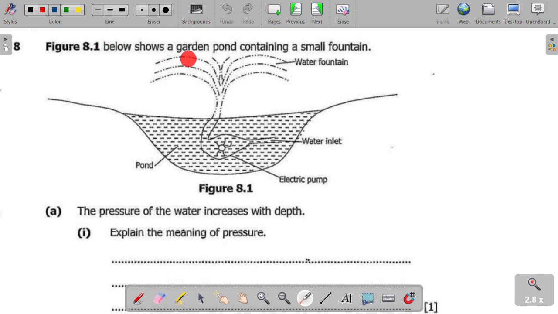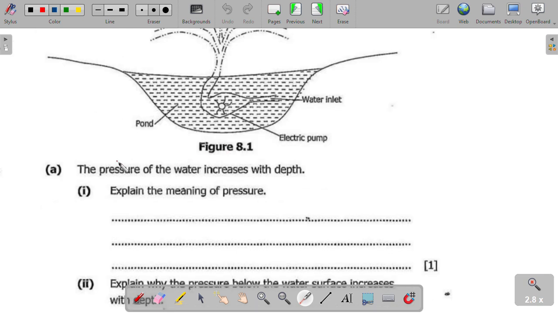Figure 8.1 shows a garden pond containing a small fountain. So, water fountain here. This is a pond, water inlet, electric pump. So this is a pump, water comes in and then water is flushed out there. This is a pond. Part A: the pressure of the water increases with the depth. In this water here, the pressure increases as you go down. That's what the statement says.